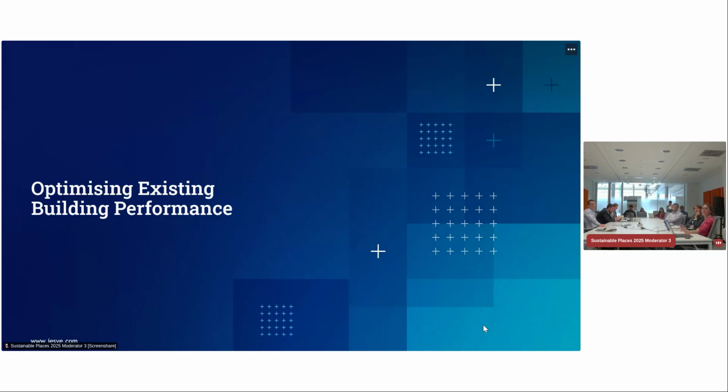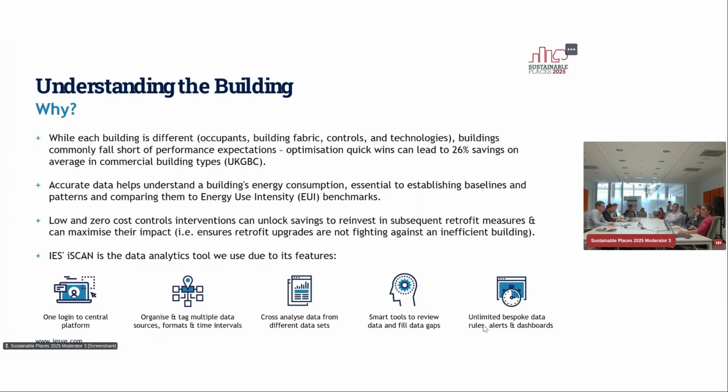So the first bit is then optimizing the existing performance of the building. The first stage, and I'll talk a bit about the processes and those challenges that we touched upon that we all understand are the biggest ones here. The first one is understanding the buildings, a massive challenge. It is specifically an issue, as we all know, because each building is different: different fabrics, different controls, different technologies. The one thing they have in common is that they don't usually meet the performance expectations. So there is always potential for quick wins, operational savings gained by just understanding the building better.